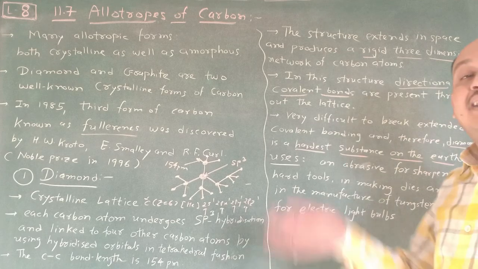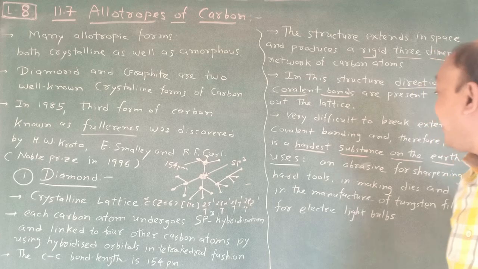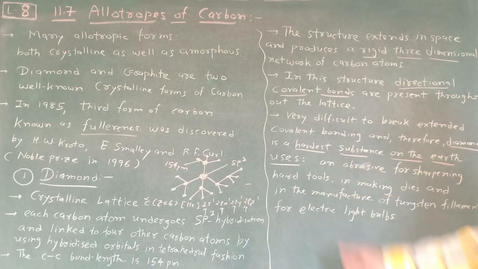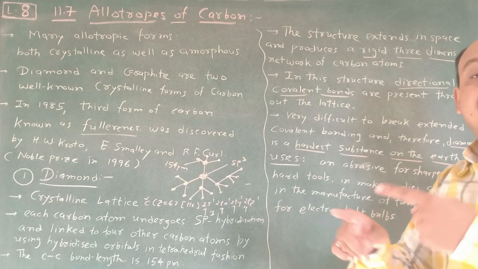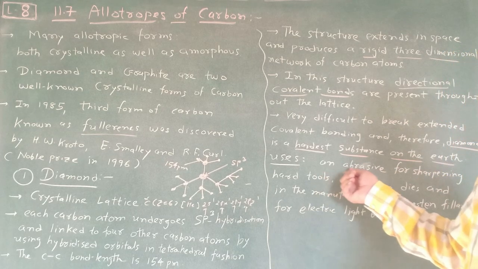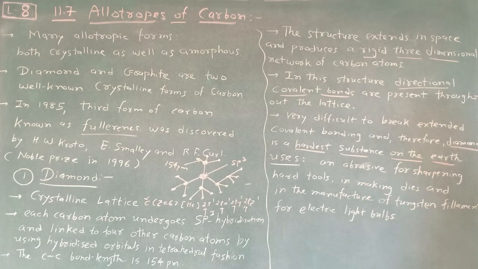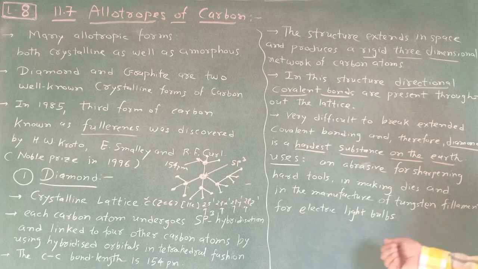If a strong bond is there, it is not easy to break. When we hammer it, it does not break very easily. So it has very important uses. An abrasive for sharpening hard tools, just like iron to become sharpened, and that is done with the help of diamond. In making dies and in the manufacture of tungsten filament, which is present in electric light bulbs. So this is a very important use.